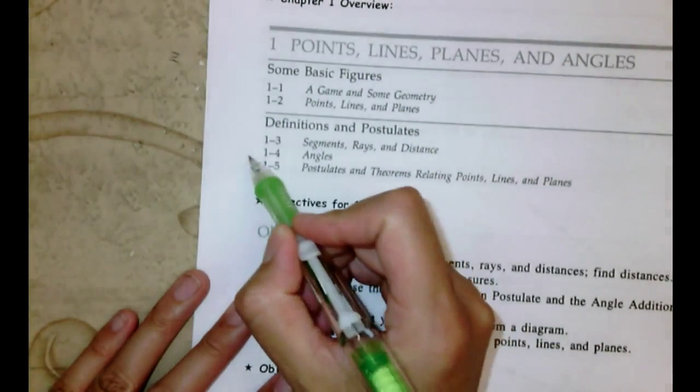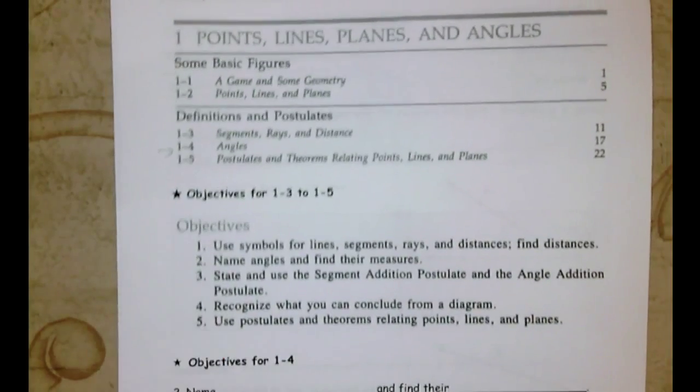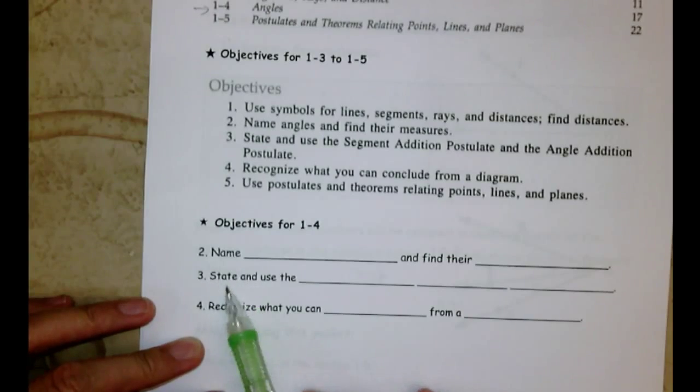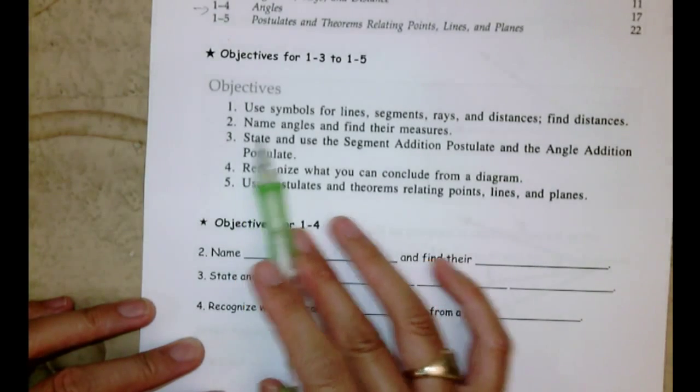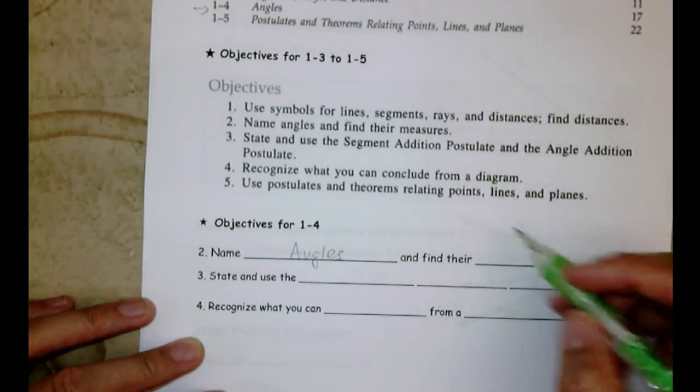Okay, so we are here. Angles. We're almost done with chapter 1 here. All right, so the objectives for 1-4 are 2, 3, and 4. So 2, name angles and find their measures.